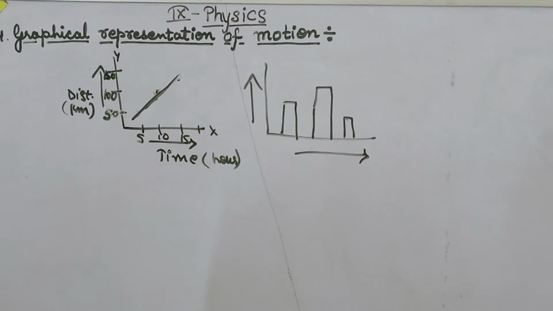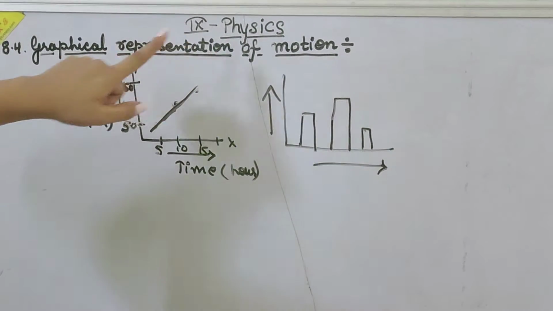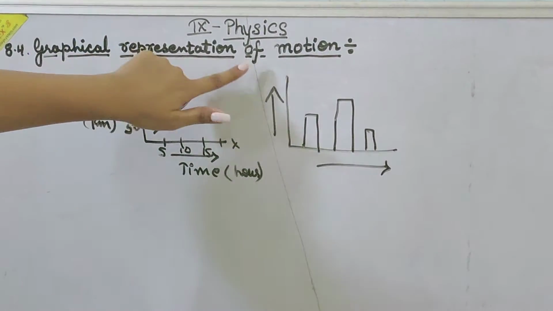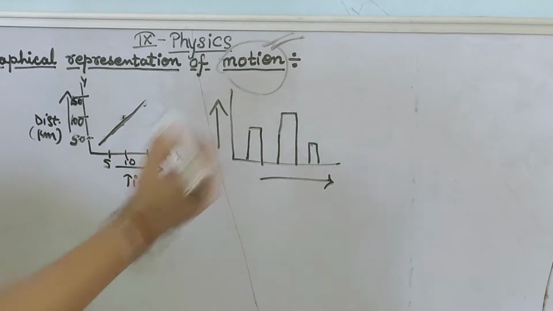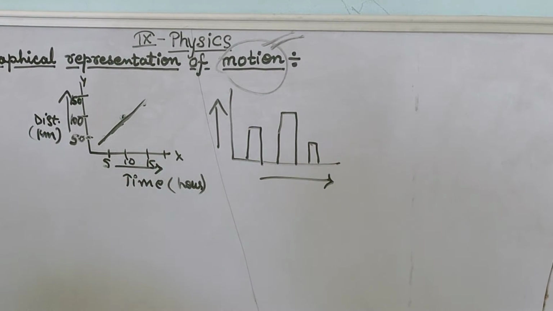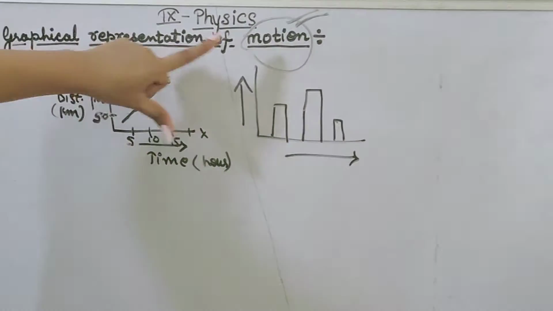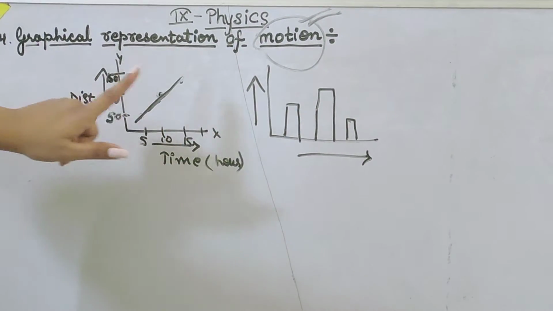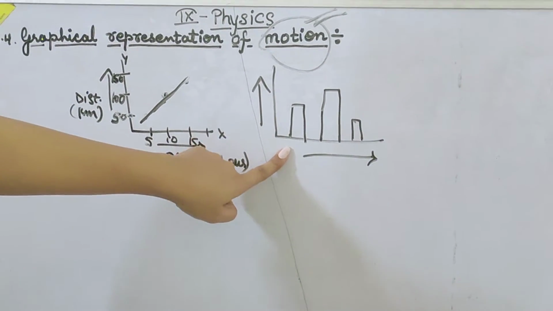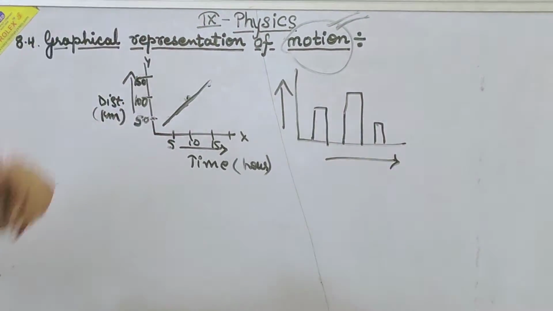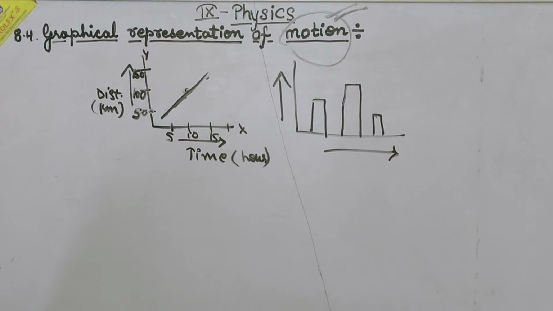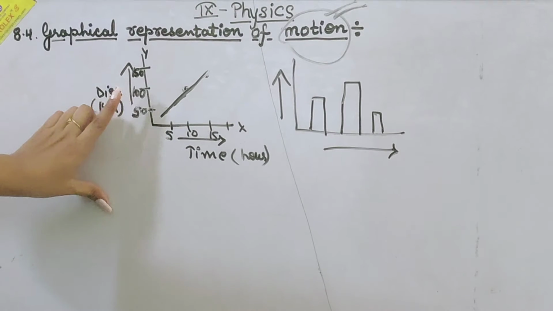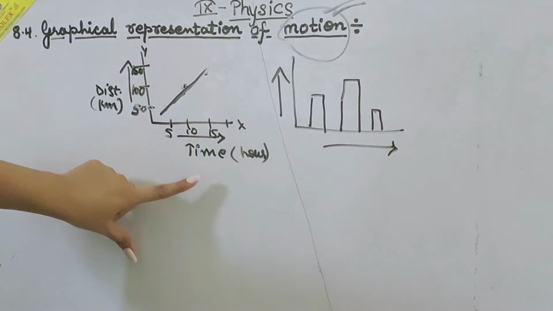So to describe the motion of an object we can use a line graph. What is our topic? Graphical representation of motion. Motion is a very important topic, so we have to study this. For representing the motion of an object we can use a line graph. This cricket run graph is also a motion, and in both cases we use the line graph. In this case the line graph shows the dependence of one physical quantity, such as distance or velocity, on other quantities such as time.